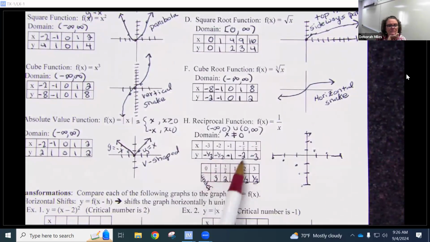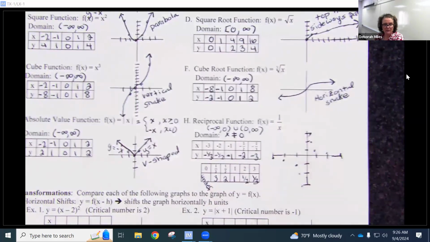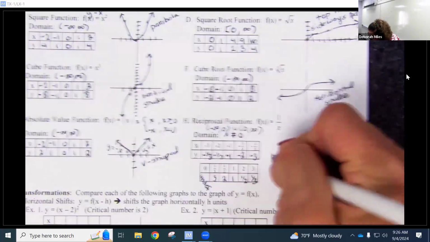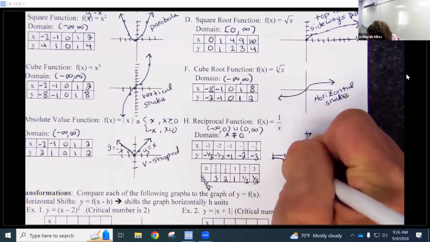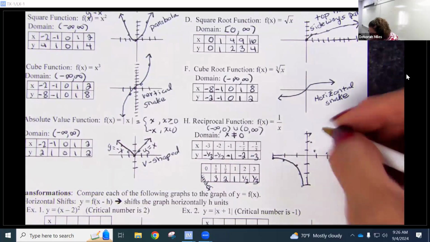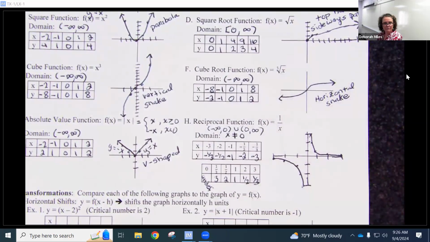These first 5 ordered pairs are in the 3rd quadrant, where your x's are negative and your y's are negative. These last 5 ordered pairs are in the first quadrant, where your x's are positive and your y's are positive. And I can connect these 5 points with a smooth curve. I can connect these 5 points with a smooth curve.